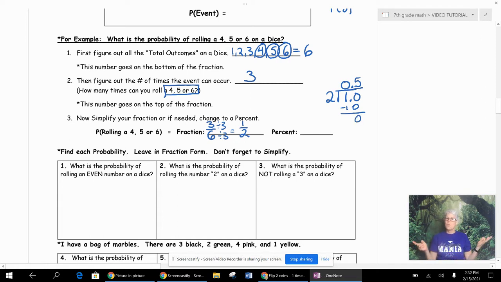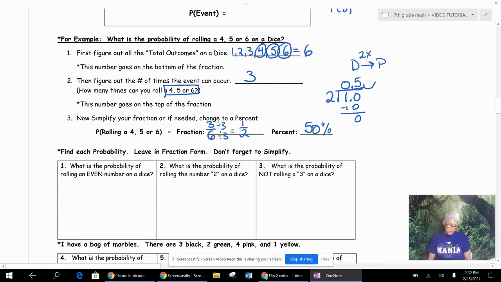Now, I don't know if you remember Dr. Pepper. I'm going to show it to you again. Dr. Pepper is just a way to remember that I'm going to move the decimal 2 times to the right to change a decimal to a percent. So 0.5 becomes 50%.